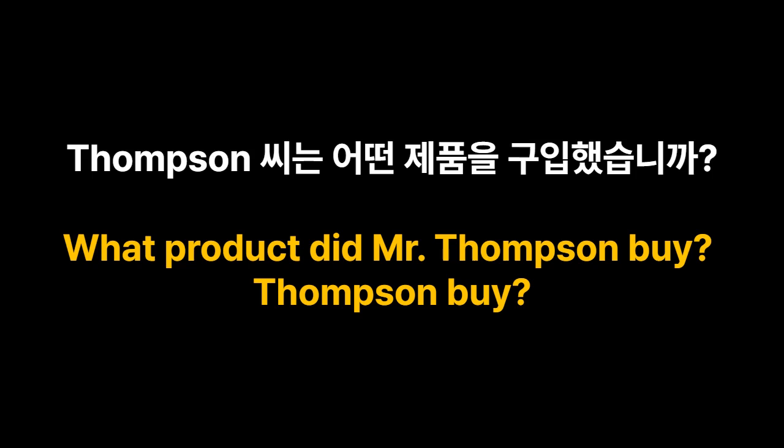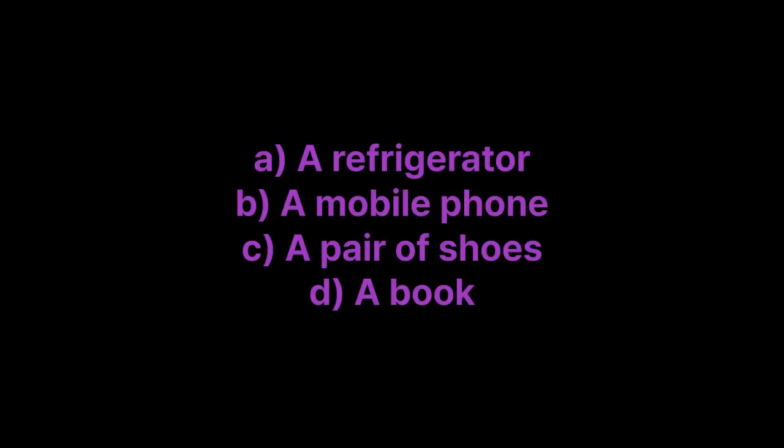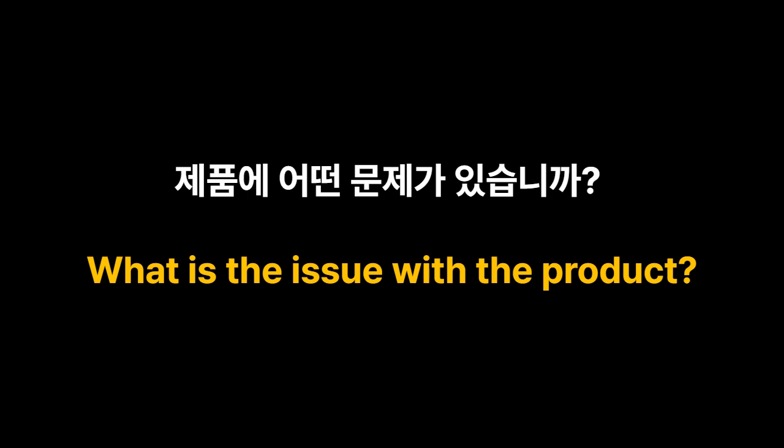What product did Mr. Thompson buy? A. A refrigerator. B. A mobile phone. C. A pair of shoes. D. A book. The answer is B. 제품에 어떤 문제가 있습니까?